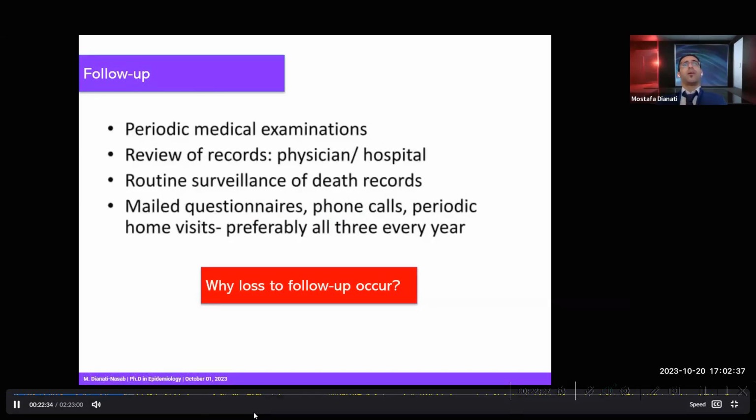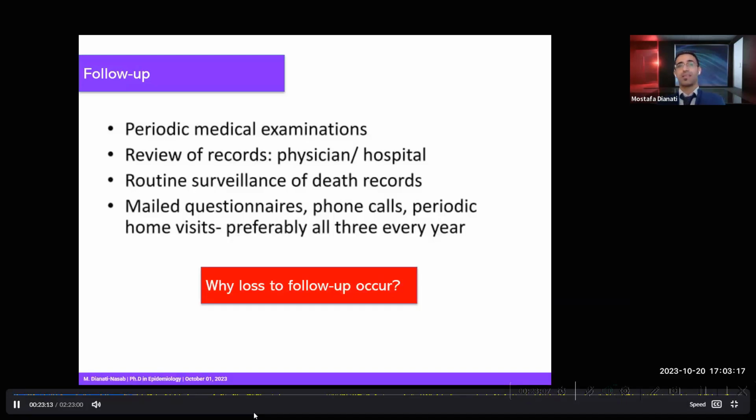If you may remember, I mentioned a key factor in cohort studies is follow-up. In order to do a successful follow-up in your population, it is suggested that you can go for periodical medical examination or review of the records, or maybe routine surveillance of these records. And sometimes you can perform interview, phone call, or maybe you can also visit the participants from their homes. As you see, there are several ways in order to perform your follow-up.